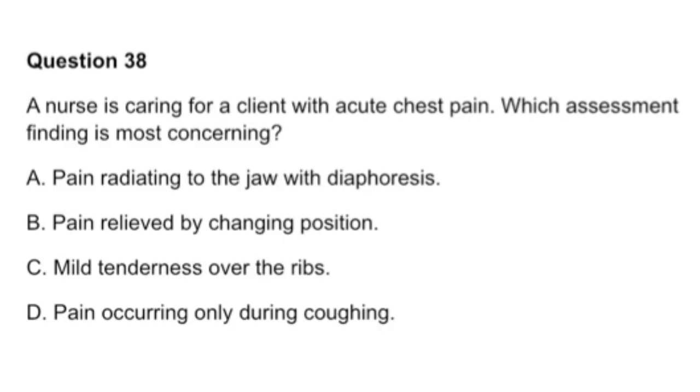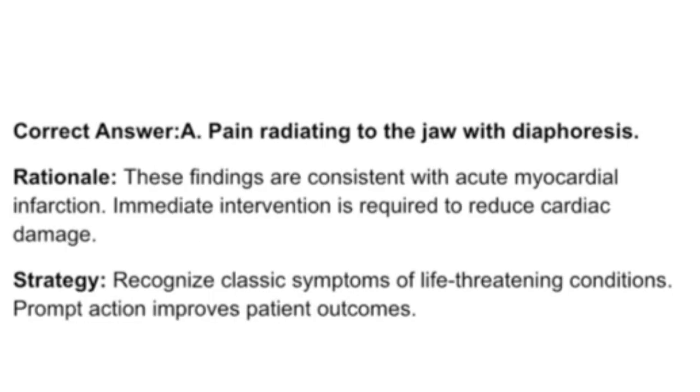Question 38. A nurse is caring for a client with acute chest pain. Which assessment finding is most concerning? A. Pain radiating to the jaw with diaphoresis. B. Pain relieved by changing position. C. Mild tenderness over the ribs. D. Pain occurring only during coughing. Correct answer. A. Pain radiating to the jaw with diaphoresis.